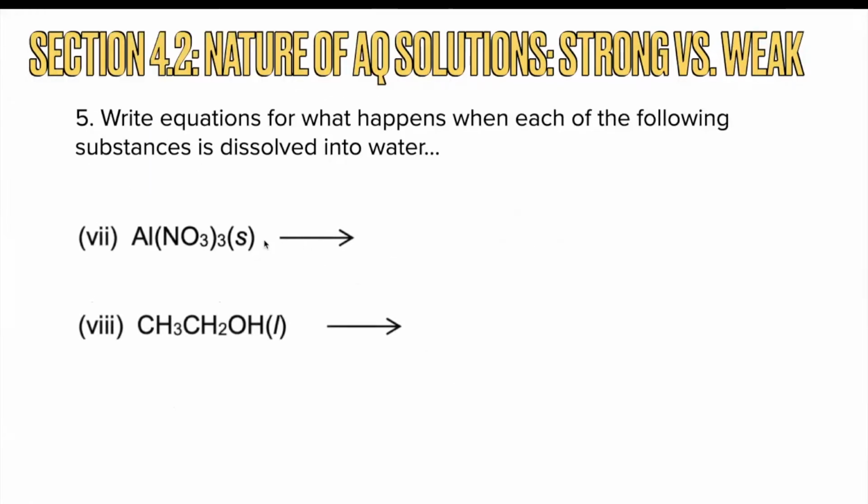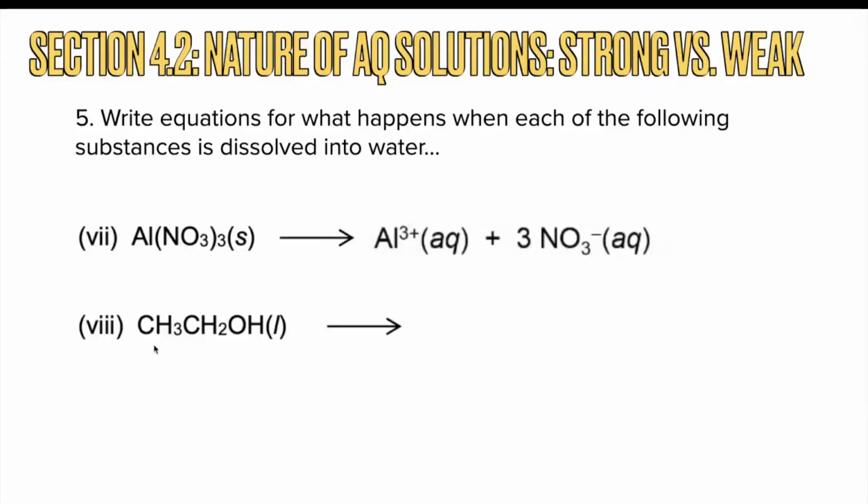And then the last ones, we have aluminum nitrate. So again, keep in mind we need to have everything balanced. So this is an ionic compound. It should break apart into ions in water. We've got aluminum here with a +3, and we've got 3 nitrate ions.